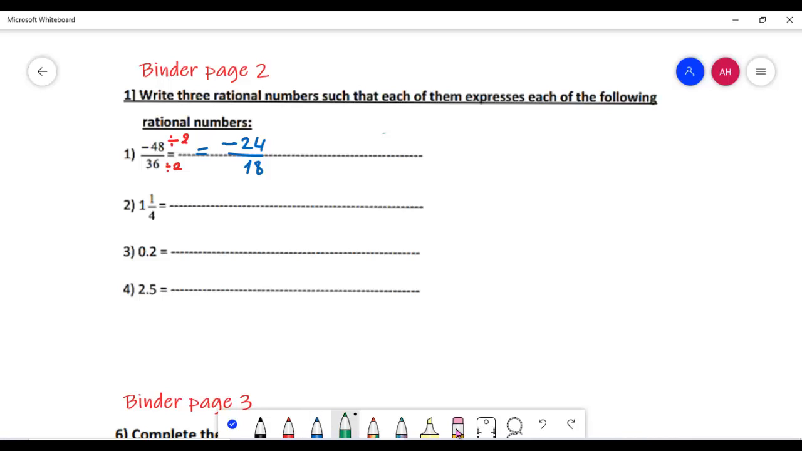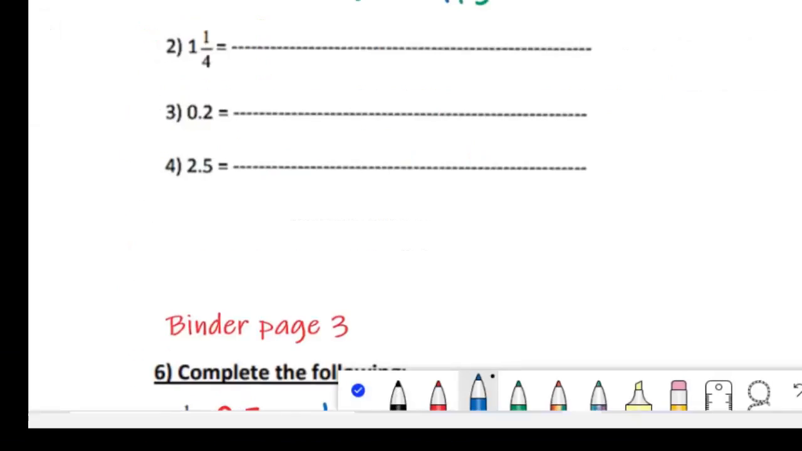Let's now go and have our second fraction by dividing the numerator by 2 and the denominator by 2. And I'm going to have a new fraction which is negative 12 over 9. By dividing again the numerator by 3 and the denominator by 3, I'm going to have the third fraction, which is negative 4 over 3. And here are my 3 fractions which are equal to the given one.